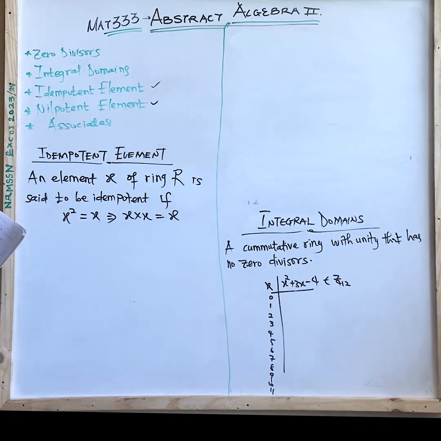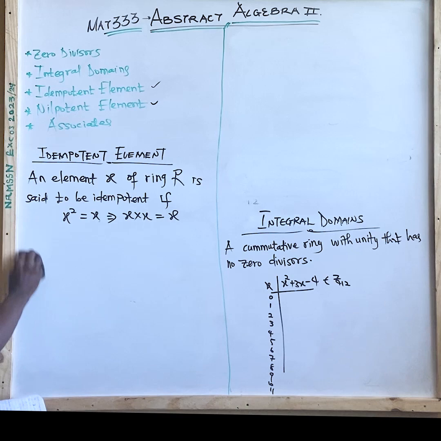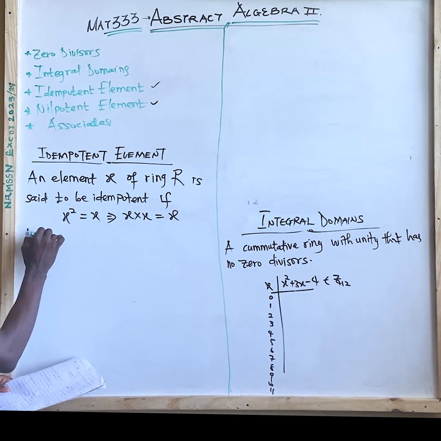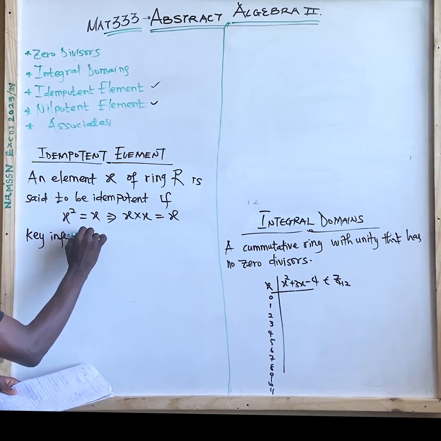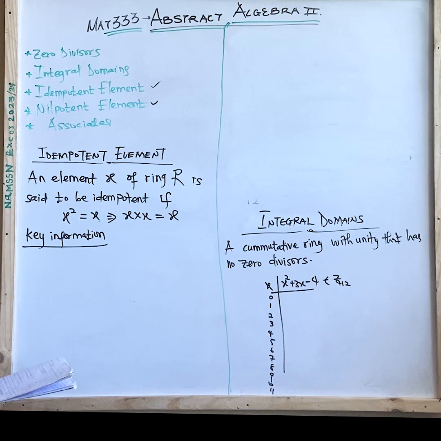Okay, so fine. Let's pick examples. I think I have some examples here on how to find an idempotent element. Let me start from smaller ones, let's say Z13. But before I give this, I have some key information you have to put down under idempotent element. When you get a particular idempotent element, the one you've gotten gives you an idea what the next idempotent element will be. That's what the key information is all about.